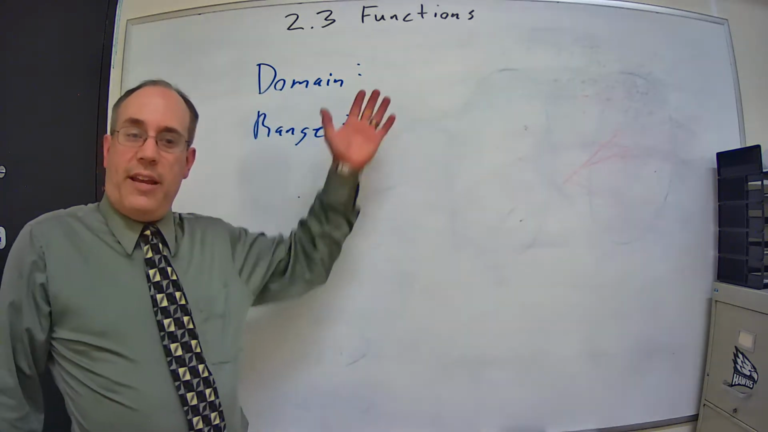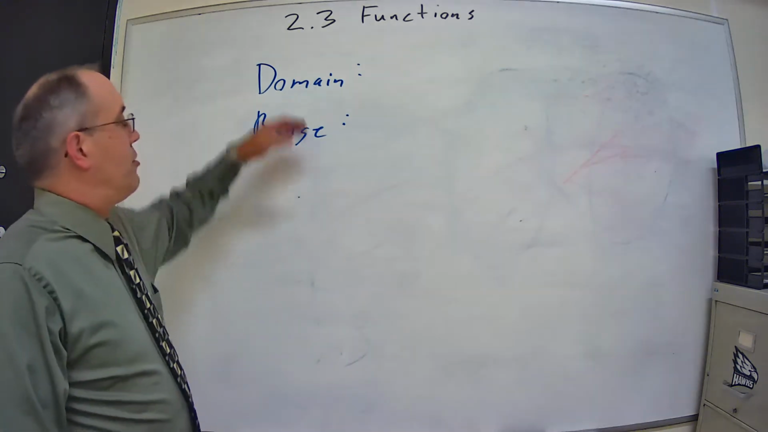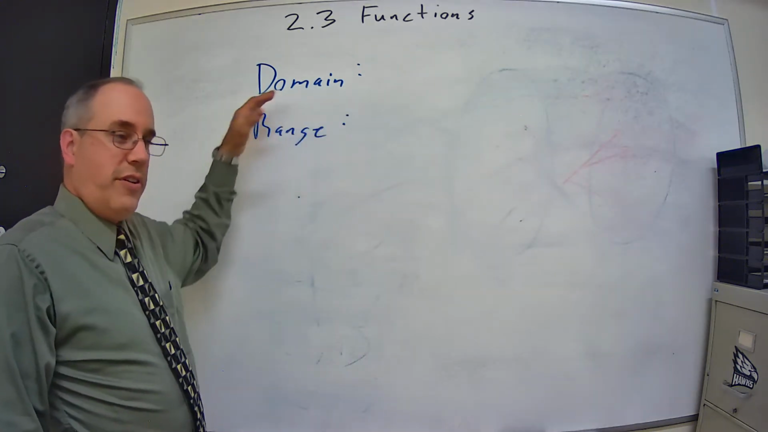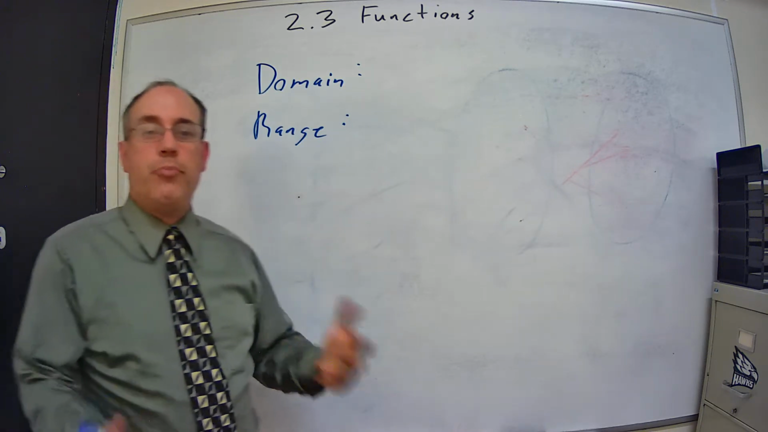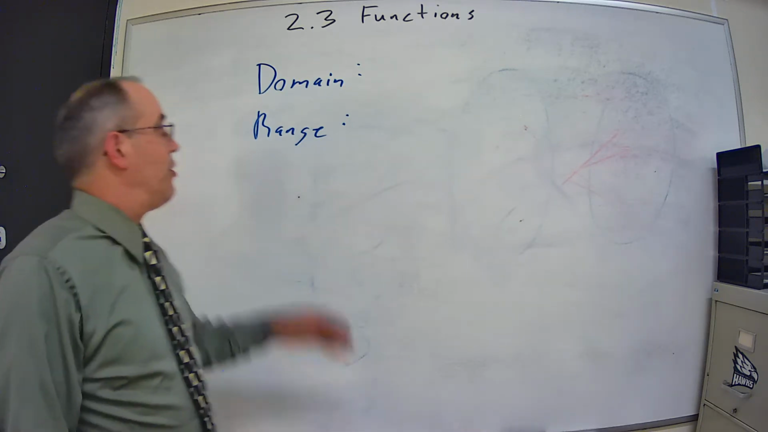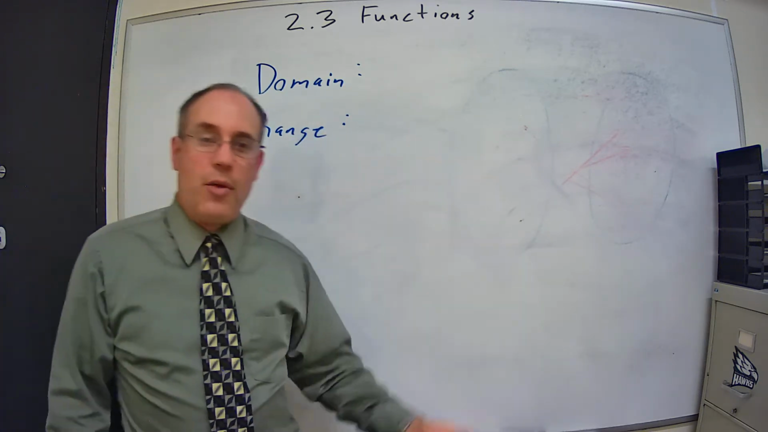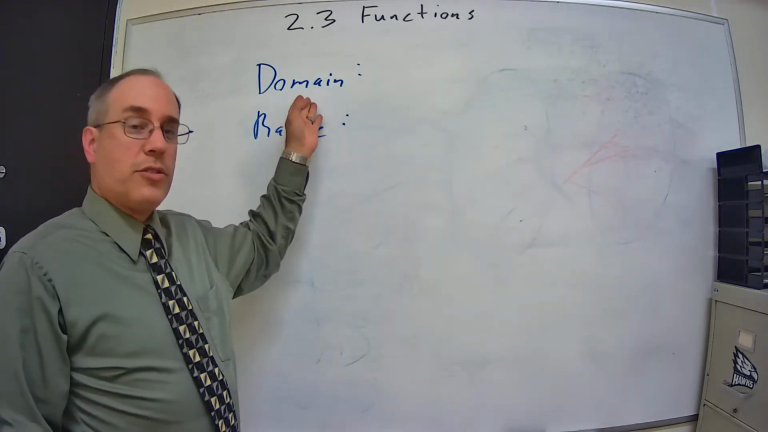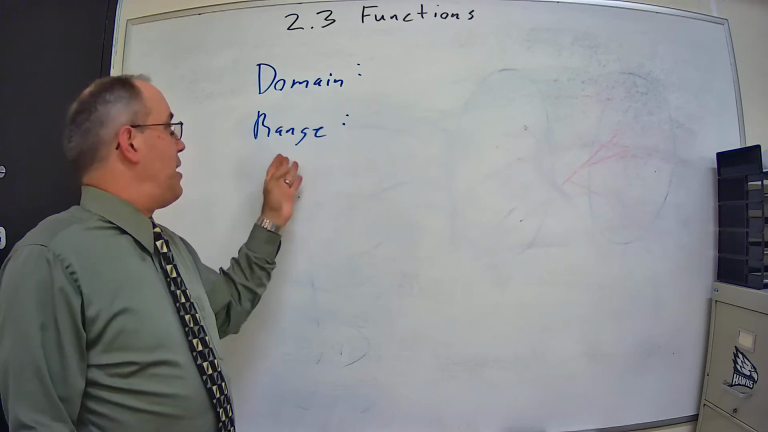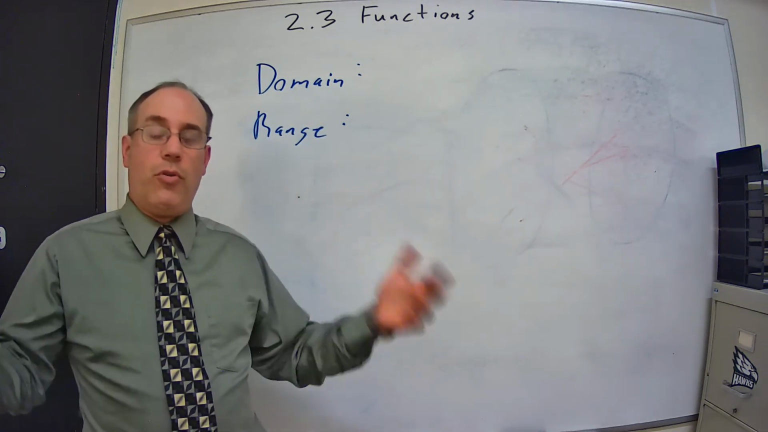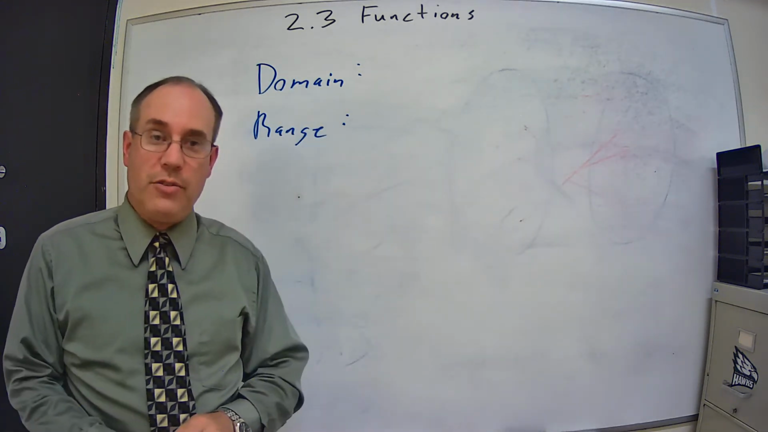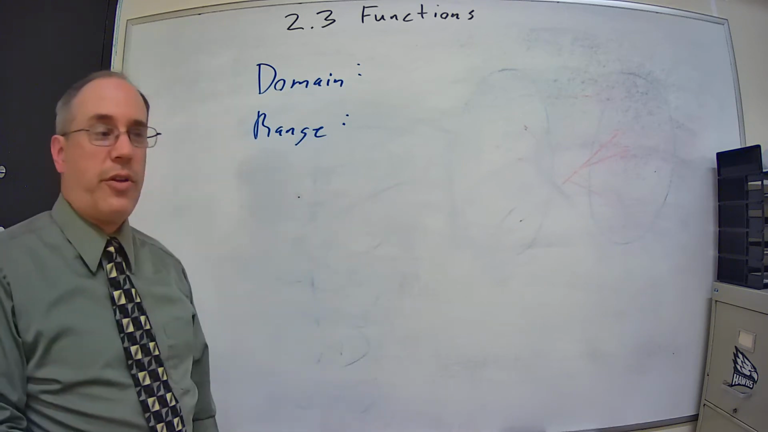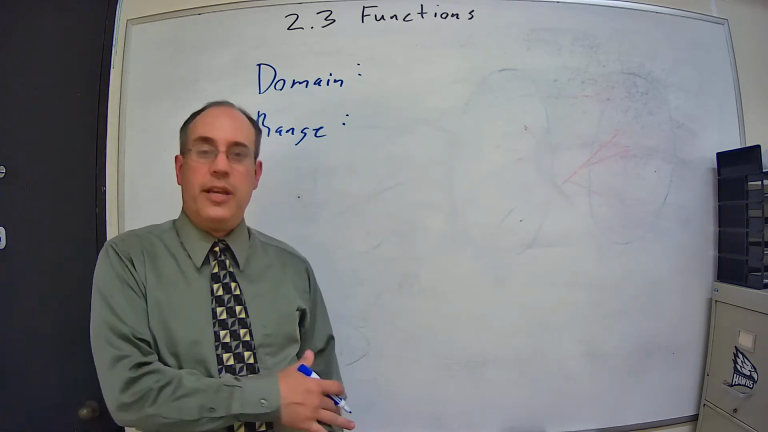Well, you know what domain and range are, right? The domain is the list of all possible input values, and the range is the list of all possible output values. And I shouldn't really say list. I should say the domain is all possible or allowable input values, and the range is all possible or allowable output values. So it doesn't necessarily have to be a list. It could be an inequality.